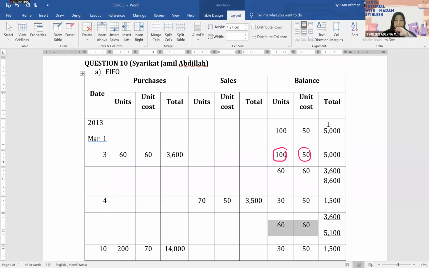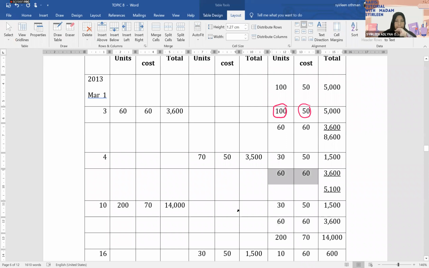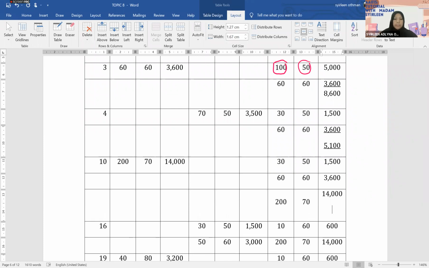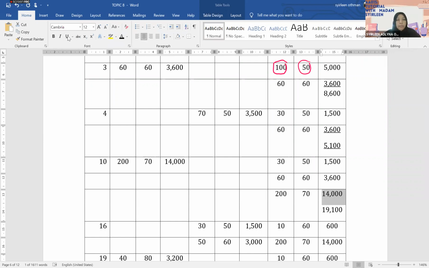Alright, sampai sini okay? Okay, and then we bought a new batch of inventory on the 10th. Kita beli lagi 200. Okay, so sekarang kita ada 3 batch lah. Okay, kita ada 5,100, and then kita ada tambahan 14,000. Okay, so inventory pada 10 hari bulan is RM19,100. Alright, okay, so this one will be the ending balance on the 10th, 10 hari bulan.